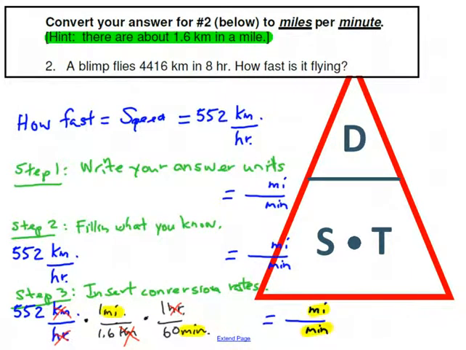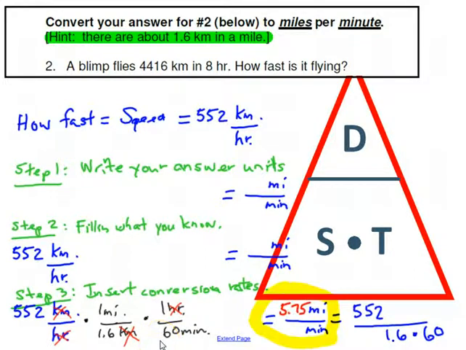So let's clean this up. I've got 552 times 1 times 1 over 1 times 1.6 times 1 over 60. Well, I don't need those ones. Really what I've got is 552 divided by 1.6 times 60. And that's what I have over here, 552 divided by 1.6 times 60. Or in other words, 5.75 if I put that information over here in blue into my calculator. And remember, I've already figured out the units. That's my answer. 5.75 miles per minute is the same as 552 kilometers per hour.